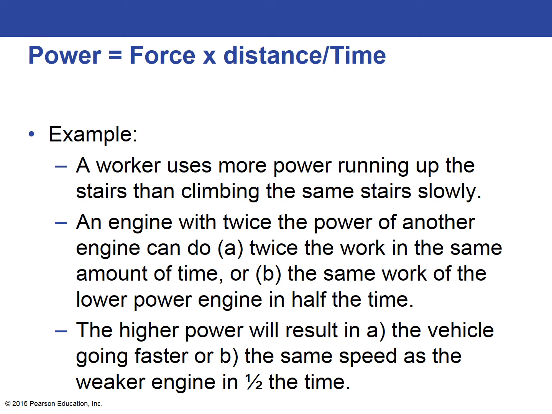Now, two examples of power are a worker running up this flight of stairs versus one walking up the flight of stairs. In both cases, they have raised the potential energy of their body by an amount equal to the weight of their body times the height of the stairs, or the height between the floors. In the case where he is doing it more slowly, he uses less power. If the worker runs up the flight of stairs, then he has raised his potential energy in a shorter amount of time and therefore has exerted more power.